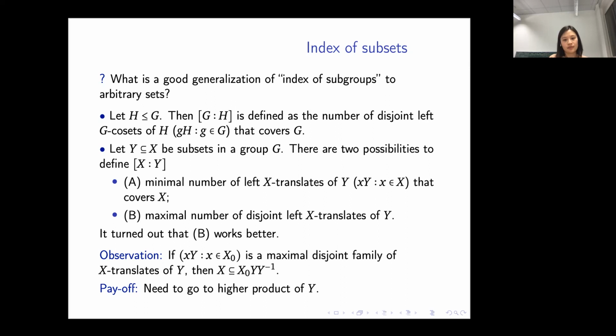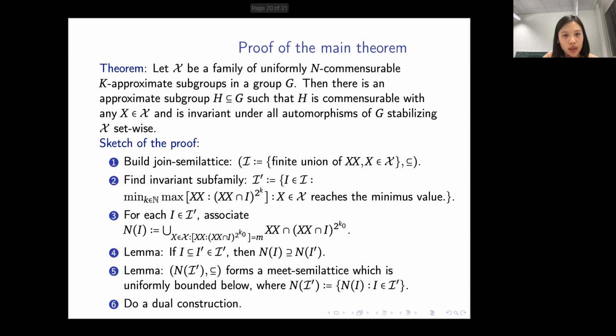Okay, so I list the sketch of my proof here. It's like finding a fixed point: you build some lattice, there's some order in this lattice, and then you find a fixed point. And you want them to have a uniform bound. So in the end, what you get is still commensurable with the original thing. And that's all. Thank you very much.